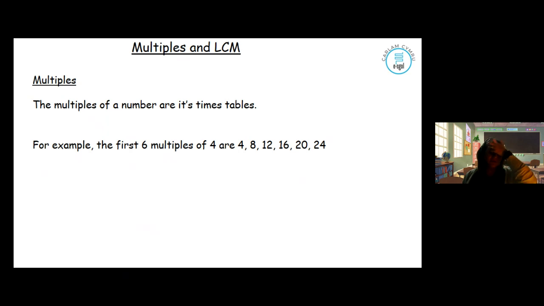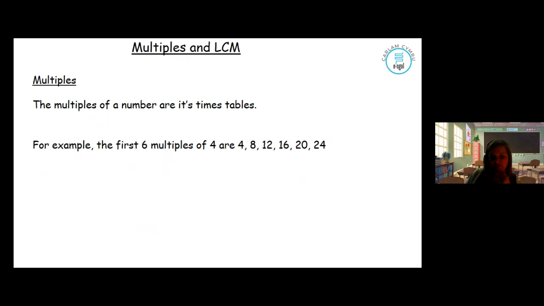Now, because our times tables go on forever, you will be given, like this question says, the first 6 multiples. You're not going to carry on forever and write all of them down. You're never going to get to the end of the times tables. So you will be given how many you want to find, or perhaps a value or 2 values that you want to find the multiples between, and you go in to use that then.